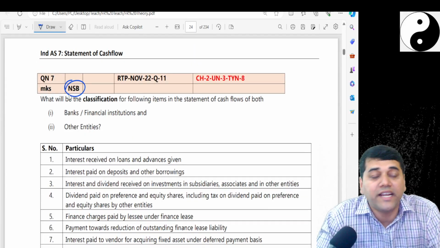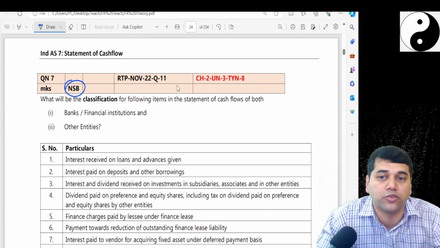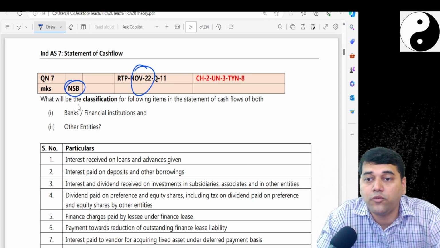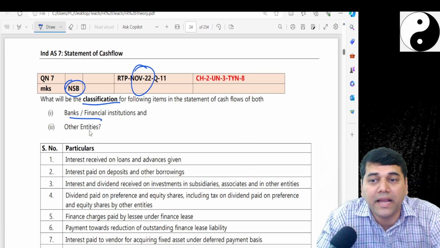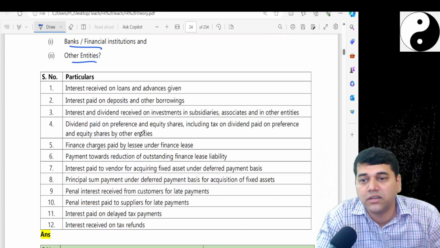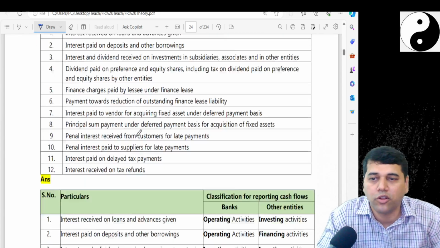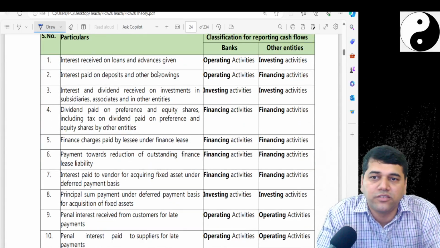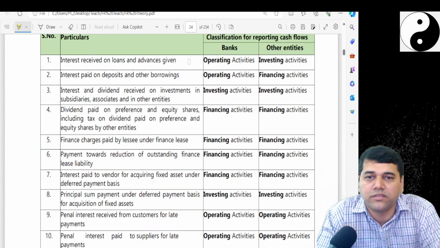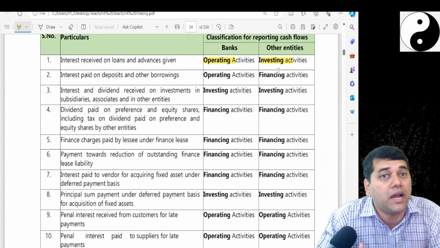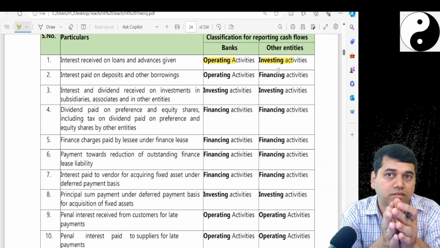This particular question, which was part of your November 22 RTP, is added in your new syllabus. Now, what is the classification for banks and financial institutions? We can just go through it, as we have already discussed. Interest received on loans and advances: for banks it is operating, for others investing. So they may ask you something like this.